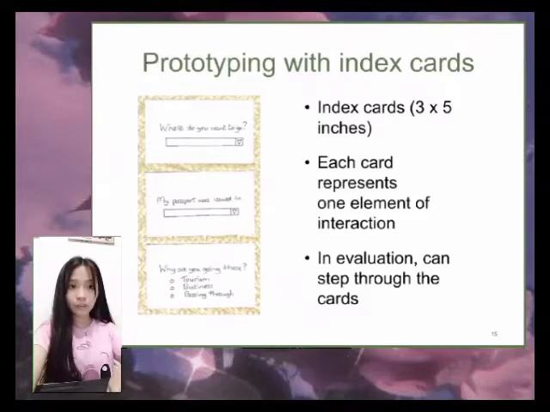First is prototyping with index card. First, we need an index card with a size of 3 by 5 inches. Next, each card represents one element of interaction. As you see at the left side, the figure shows the different elements of interaction. Next, in evaluation, we can step through the cards.